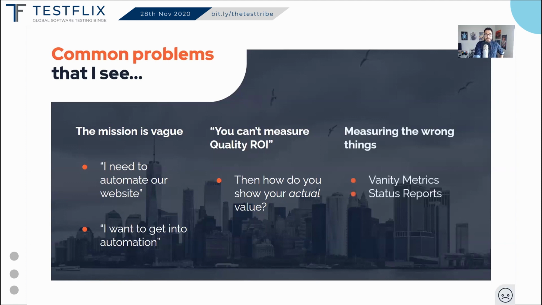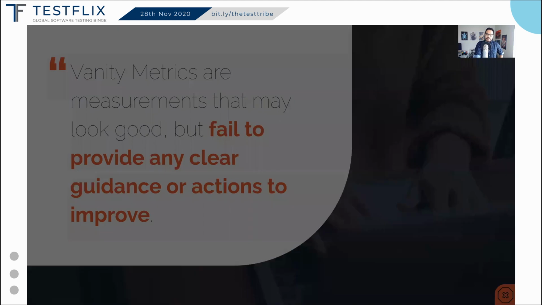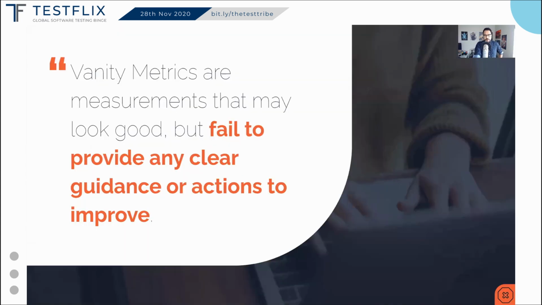Next up is measuring the wrong things. Once you tell them you can measure ROI, then immediately they start thinking, well, then what can I measure? And immediately, oh my goodness, it goes right into vanity metrics and status reports. These kinds of metrics may be helpful, but by themselves, they're vanity metrics. So what is a vanity metric? Vanity metrics are measurements that may look good, but they fail to provide any clear guidance or actions to improve.